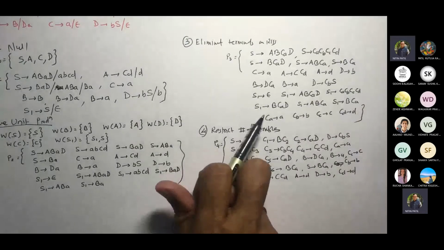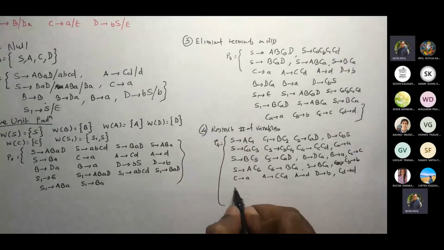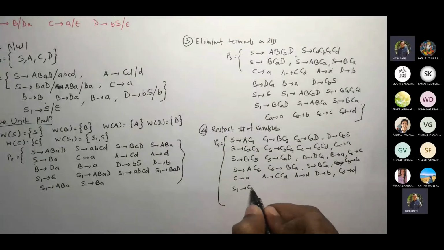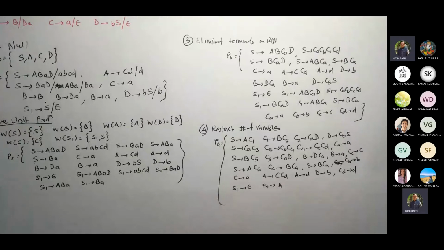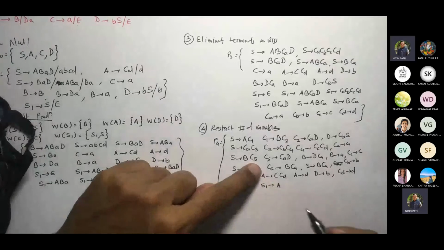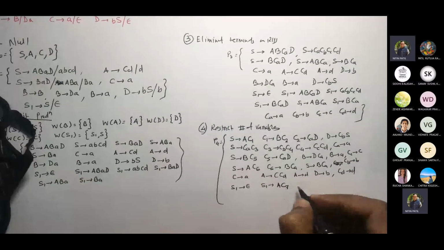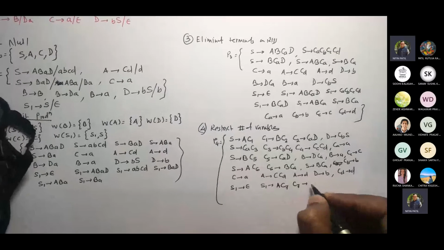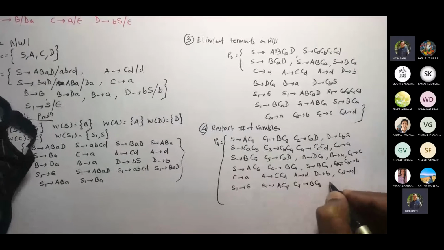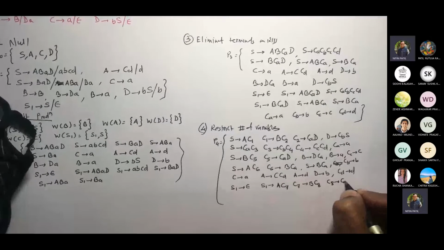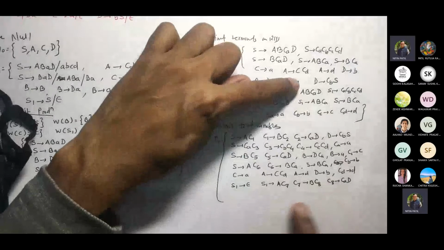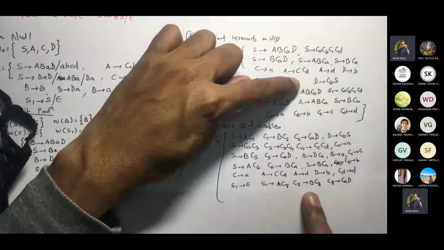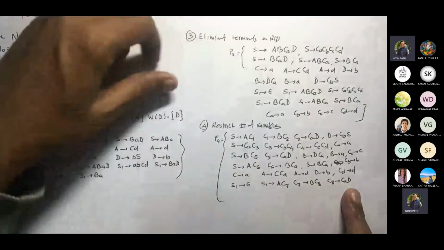Now remaining are for S1. So S1 gives epsilon. S1 gives A. Now what was the last C index you got? C6. Correct? So this would be A, C1. C1 gives B, C8, and C8 gives CAD, correct? For this ABCAD. A C7, C7 gives BC8 and C8 gives CAD, correct?